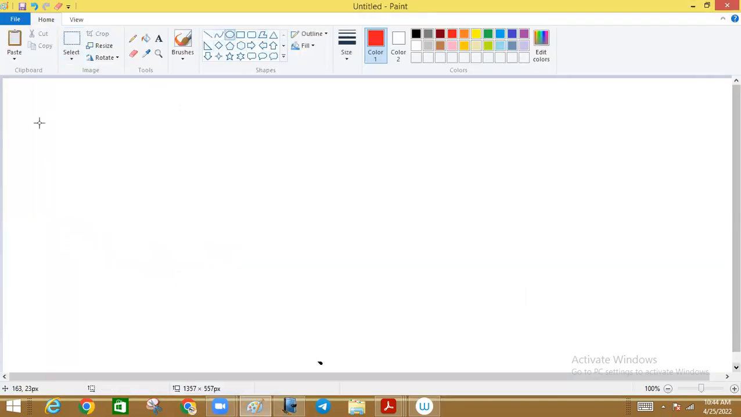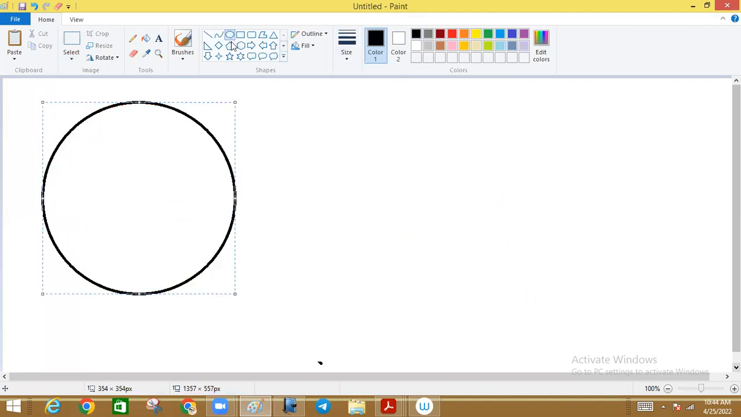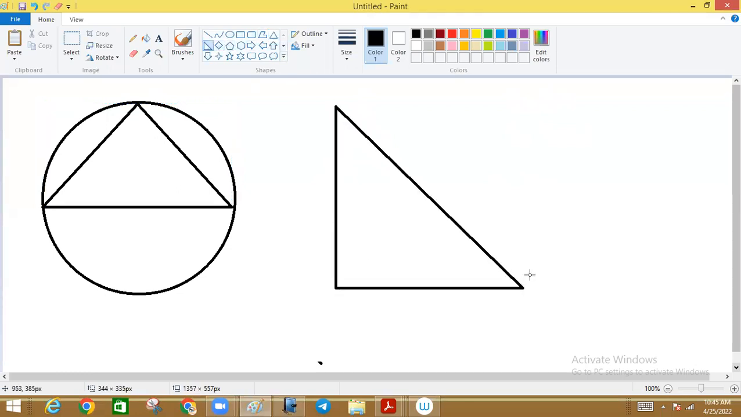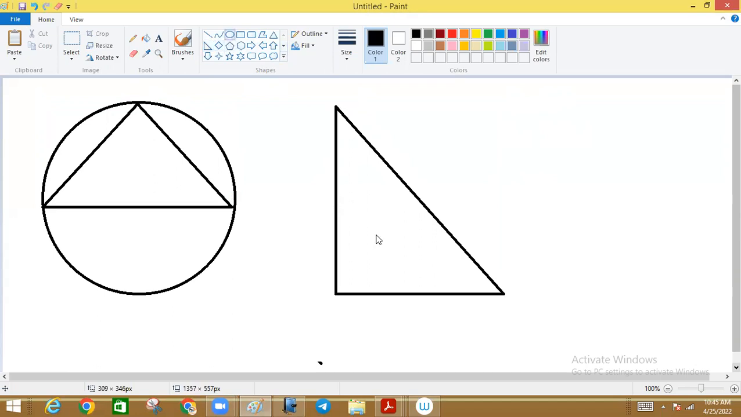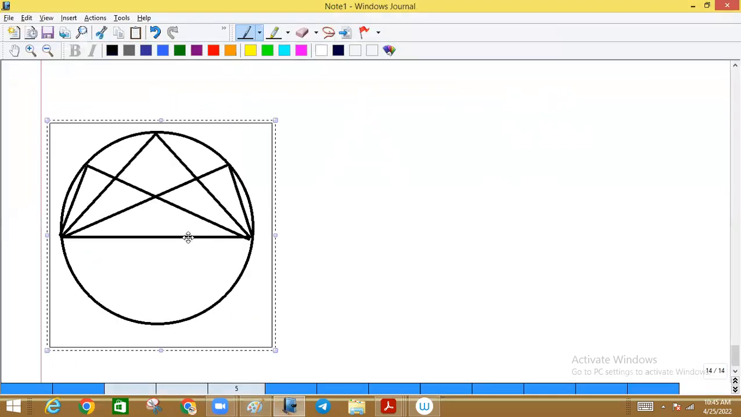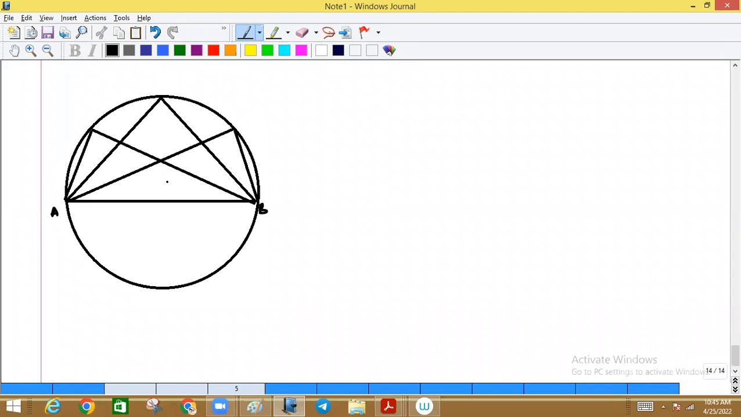Now, if a right angle triangle, a triangle is inscribed in a circle. Next, a circle is inscribed in a right angle triangle. It is not only in the middle, it can be anywhere like this. Okay, in the first one, what kind of a triangle is it? C1, C2, C3. All of them are right angle triangles.